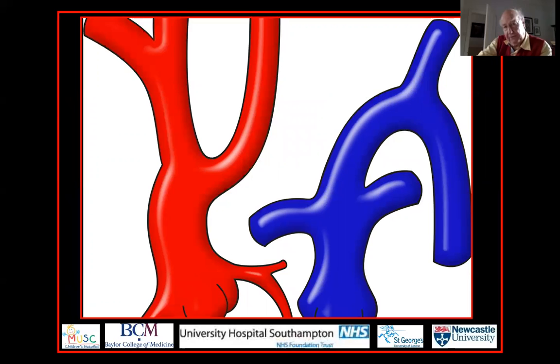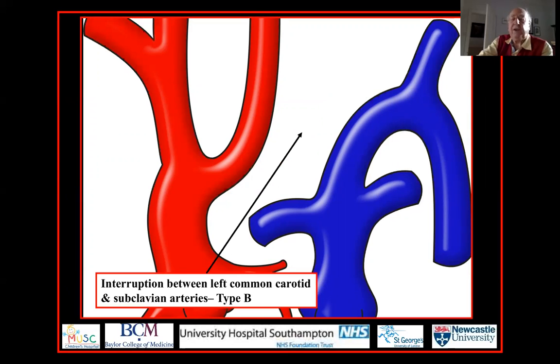Probably the commonest form of interruption, however, is interruption between the left common carotid and the left subclavian arteries. This is the one that goes along with neural crest malformations. It's part and parcel of the genetic syndromes. The interruption at the isthmus is much more associated with flow problems, but this is the one that is genetically modified.